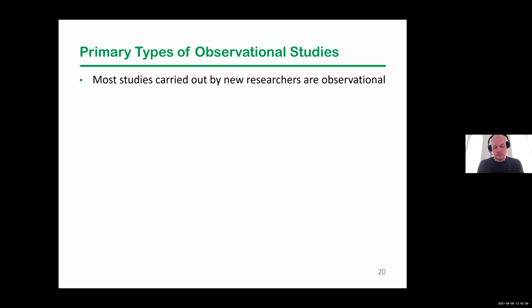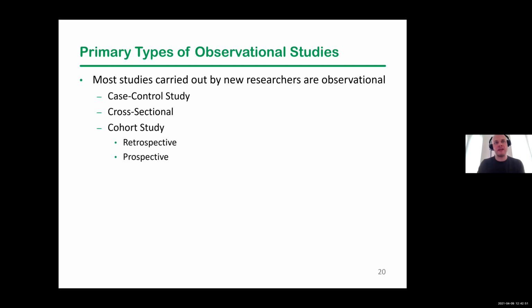So most studies, as I indicated on the previous slide, that are carried out by new researchers are generally observational studies. So if you're a new researcher, you're probably not doing a randomized controlled trial. You're almost certainly doing an observational study. And as we've said a few times now, what are the observational studies? Well, you have case control studies, you have cross-sectional studies, and you have cohort studies. And the cohort studies themselves can be retrospective or prospective.